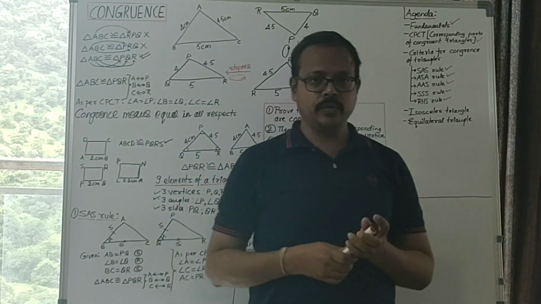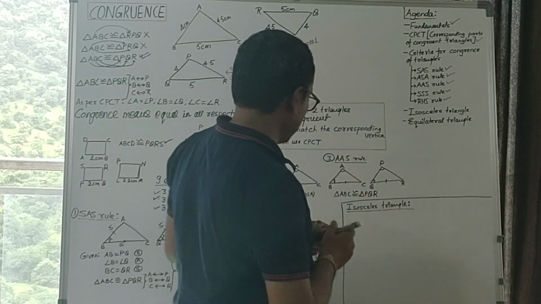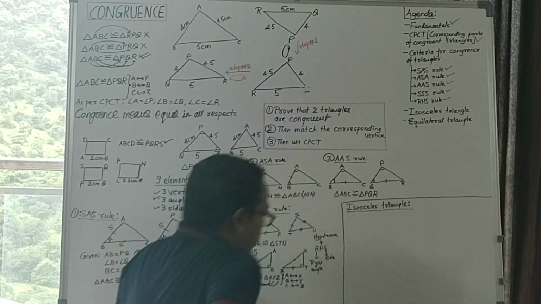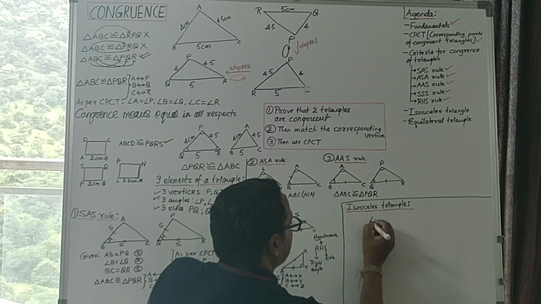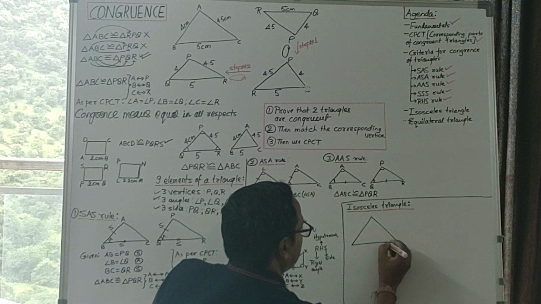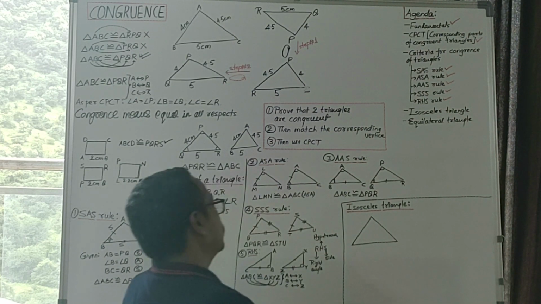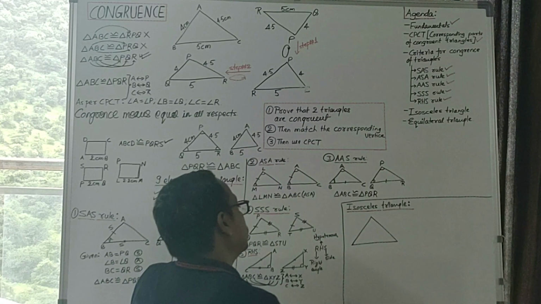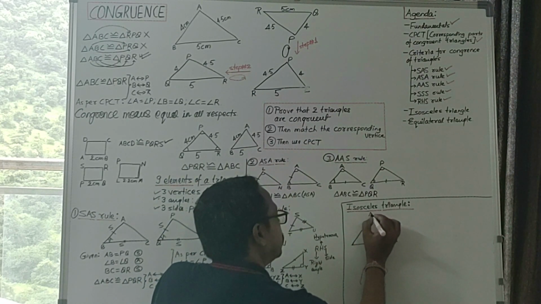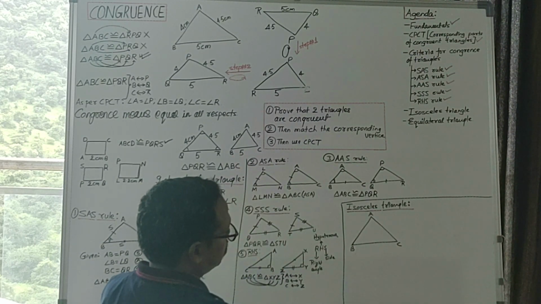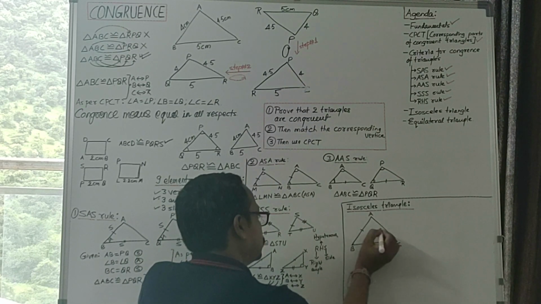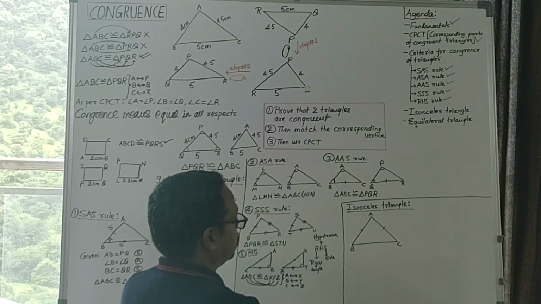An isosceles triangle is a triangle in which two sides are equal. So that means, suppose you have taken this triangle, let us call it ABC. An isosceles triangle is a triangle in which two sides are equal. This is equal to this. This is one type of isosceles triangle, right?